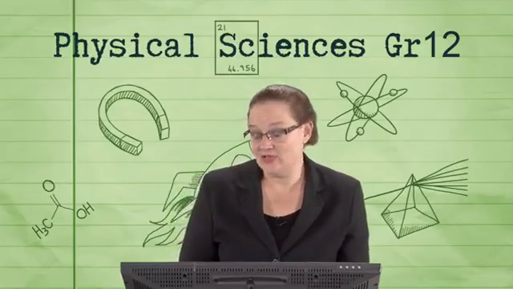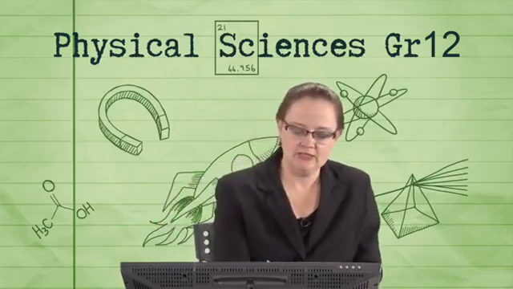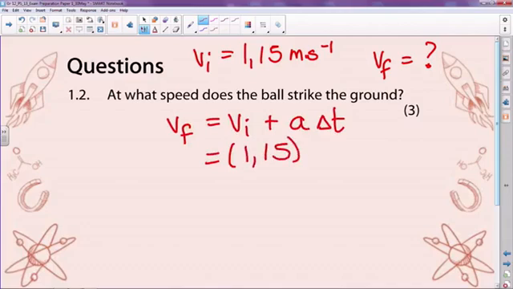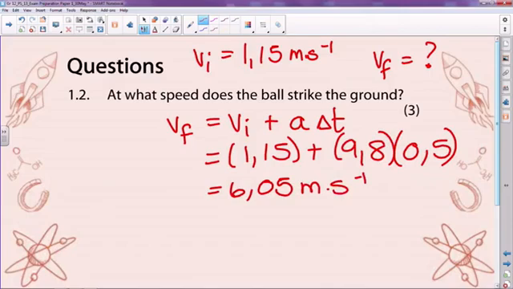So let's see how you did. Now there's more than one way to do this. The easiest way is to use VF equals VI plus A delta T. Because I know VI is 1.15, I know A is 9.8, that hasn't changed, and the time it takes is 0.5 seconds. We plug that into our calculator and we get that it hits the ground at 6.05 meters per second. So now I know initial velocity, I know final velocity.